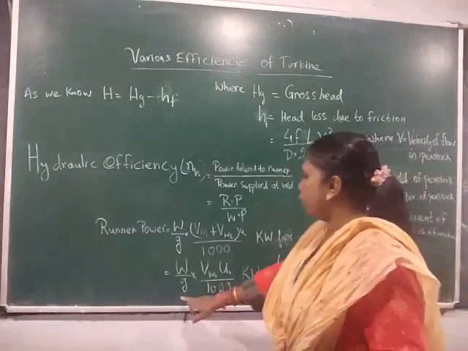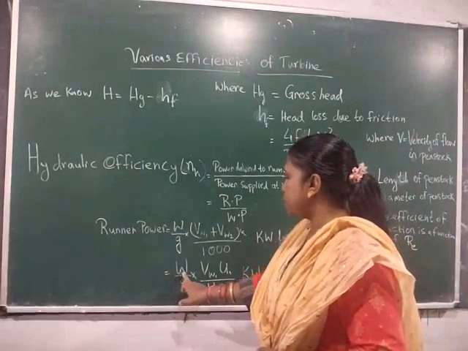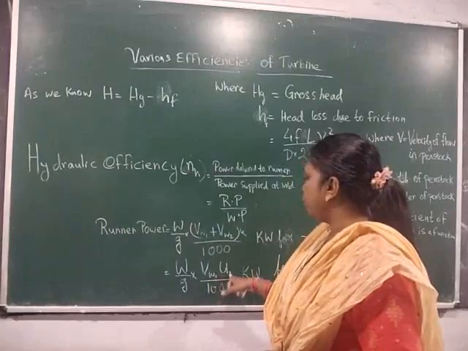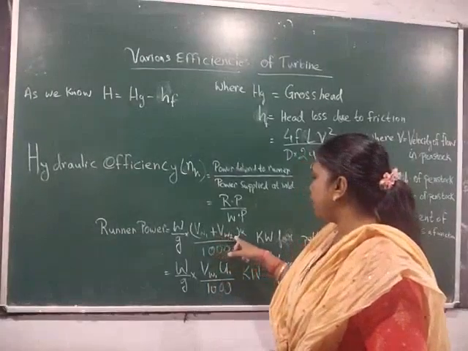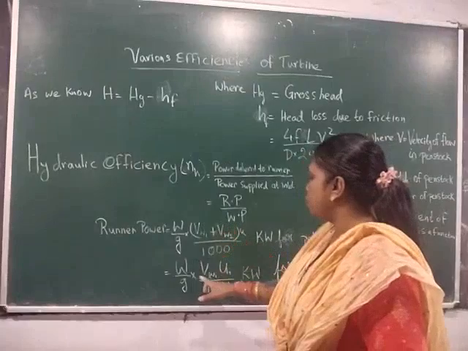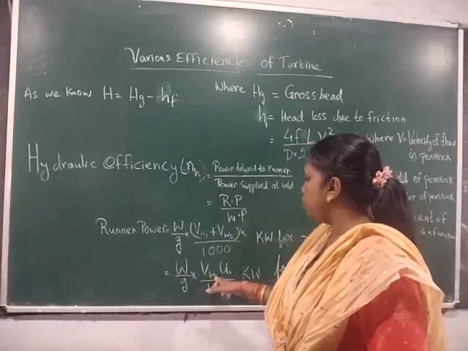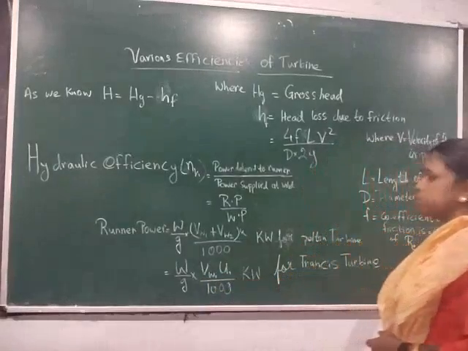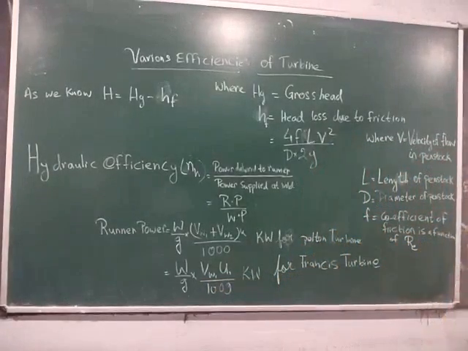Next, for Francis turbine, this is W by g into Vw1 into U1. Here, as Vw2 is 0, the formula is Vw1 into U1 divided by 1000 kilowatt for your Francis turbine.